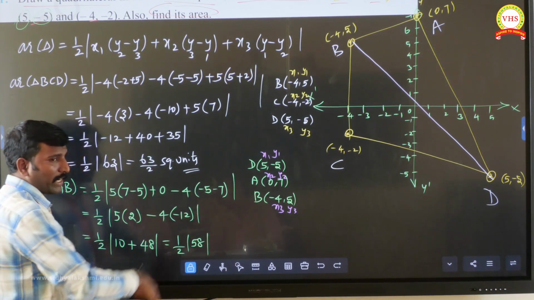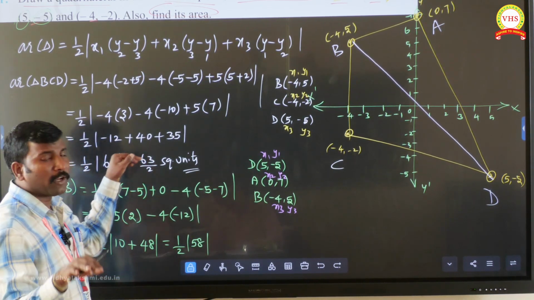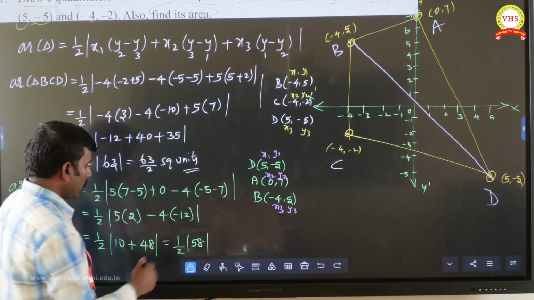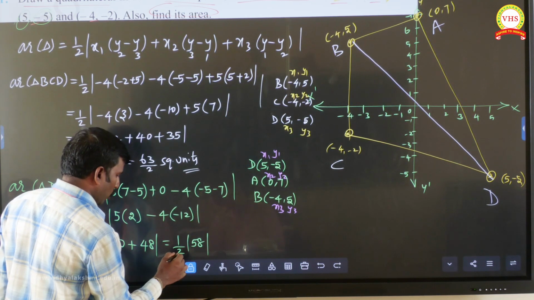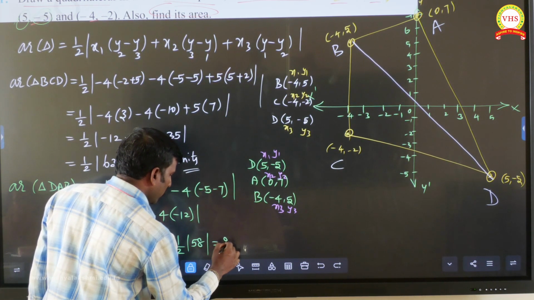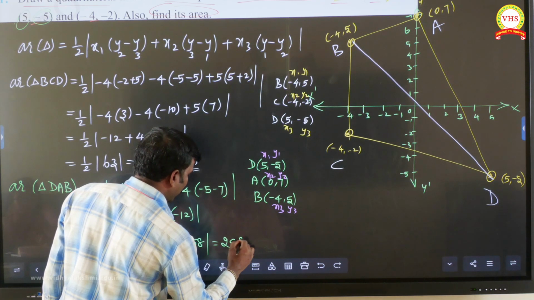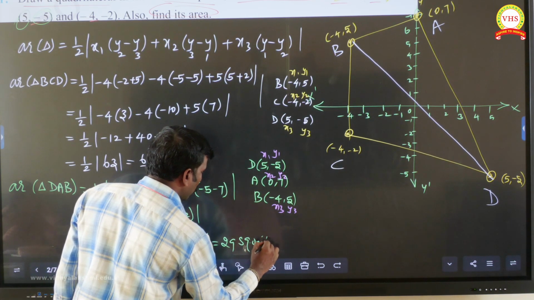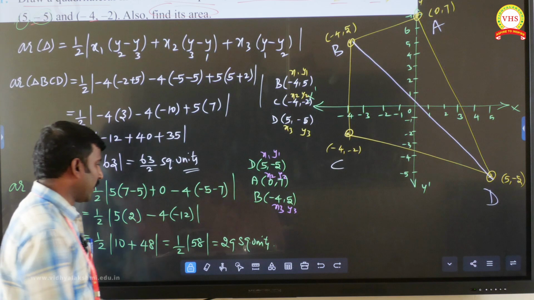If you want to cancel, you can cancel, or else if you keep the by 2, while you add it will be very easy. If you want to cancel, you just cancel it. One time, how many times will it be coming? 2 times, then 9. 29 square units we are getting. This is not the final answer.